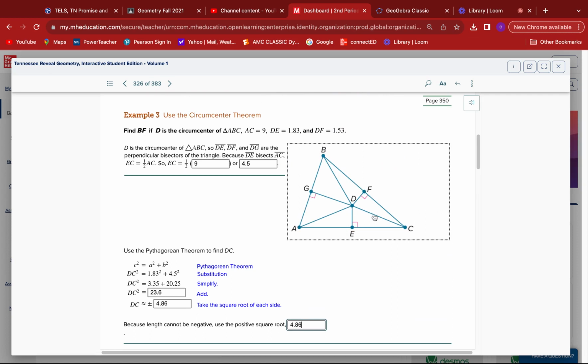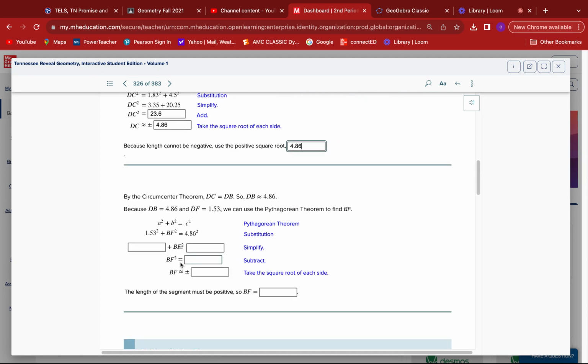Okay, so now that I've got DC, I actually have DB as well. And in the problem, they gave me the length of DF. So now I have two sides of a right triangle. But this time I have the hypotenuse and one of the legs. Still going to use the Pythagorean theorem, but instead of adding the two terms, because we have our hypotenuse, we're going to end up subtracting to the other side. So I'm going to square 1.53, and that's going to be 2.3409, and I'm going to square the 4.86.